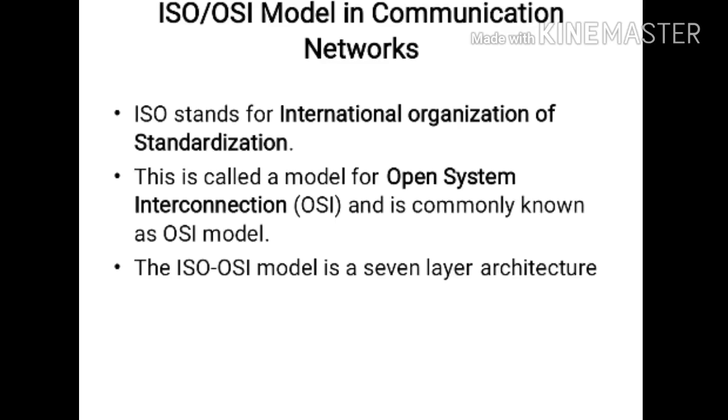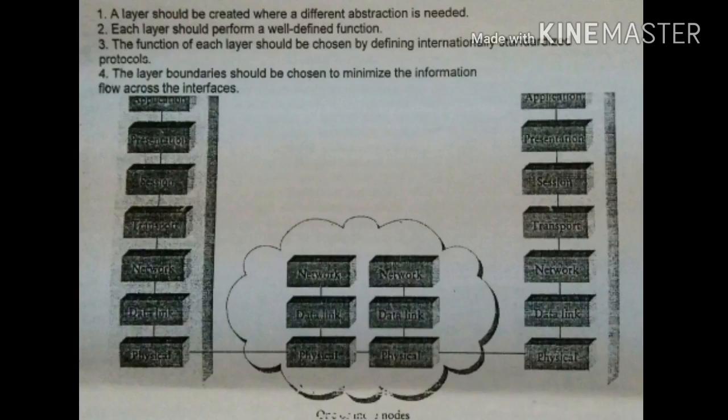The principles that were applied to arrive at the 7 layers can be briefly summarized as follows. First, a layer should be created where a different abstraction is needed. Each layer should perform a well-defined function. The functions of each layer should be chosen by defining internationally standardized protocols. The layer boundaries should be chosen to minimize the information flow across the interfaces.